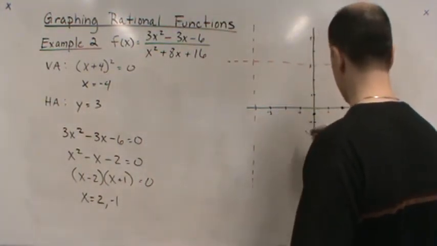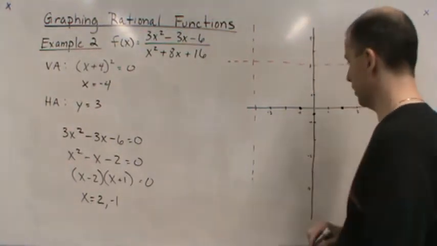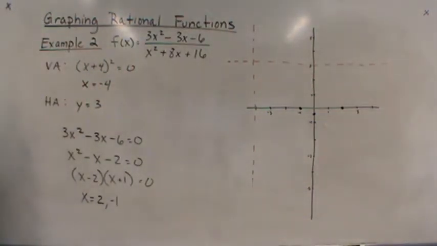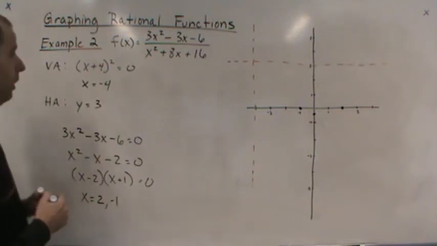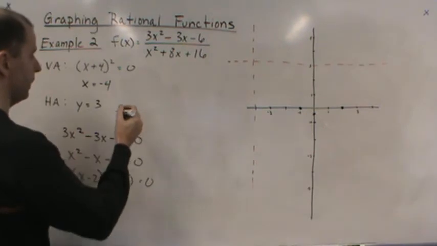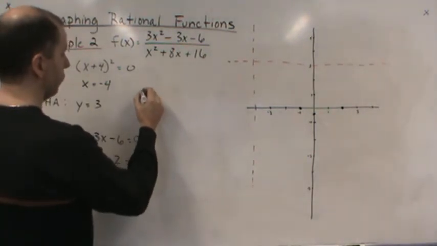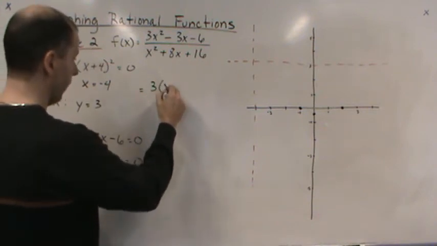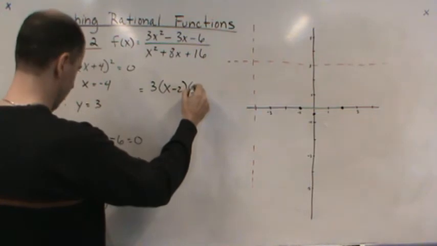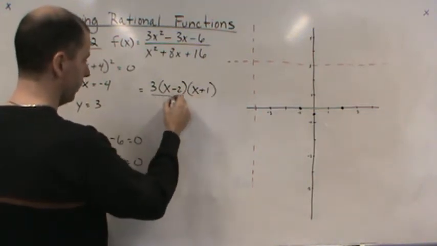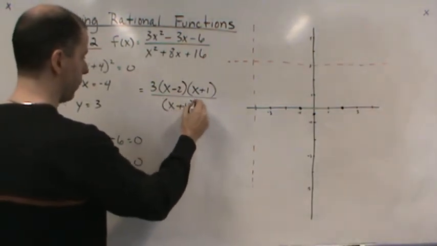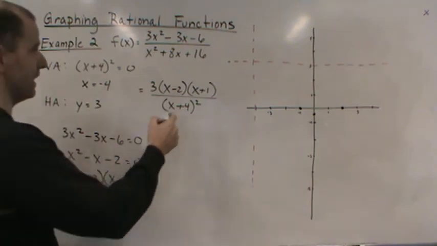So right here and right here. Okay, so now the next thing is, does the graph cross the horizontal axis? Well, we're going to factor, and this is going to be 3 times x minus 2 and x plus 1 over x plus 4 squared. Okay, and we want to set this equal to 3.